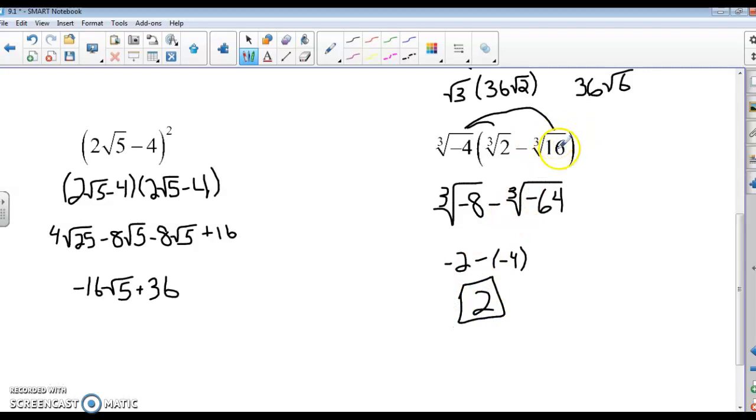So whether you simplified this first into 2 cube root of 2, making this negative 1 cube root of 2, and then multiplying that times negative cube root of 4, either way, you're going to get this as the answer. So it doesn't matter which way you go with it, this will be your final answer.